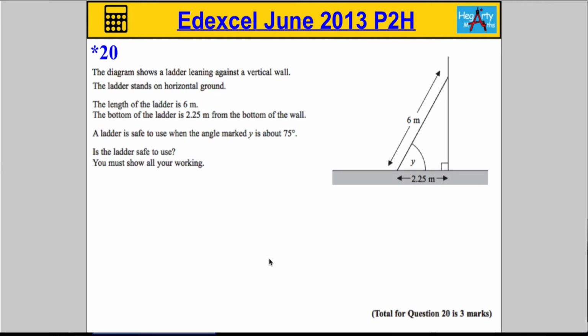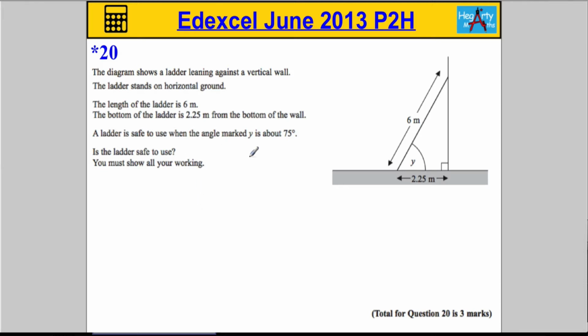Okay, so question 20 is another one of these starred questions, so the quality of our written communication is going to be tested here. We're told that the diagram shows a ladder leaning against a vertical wall. The ladder stands on horizontal ground. The length of the ladder is 6 meters, as shown in the diagram. The bottom of the ladder is 2.25 meters from the bottom of the wall.